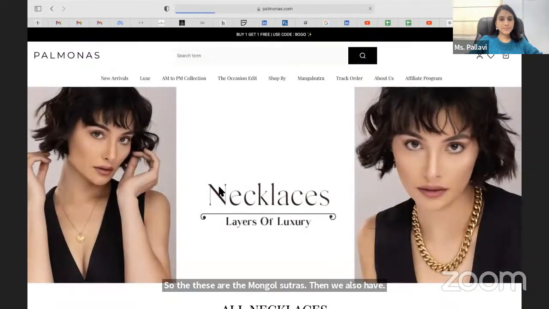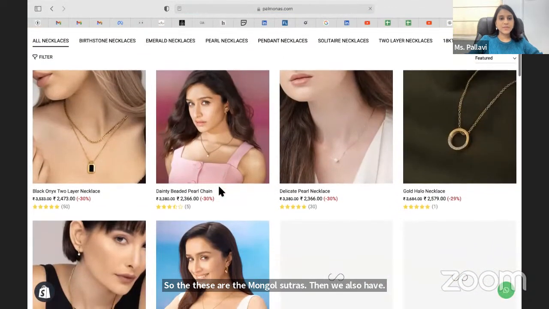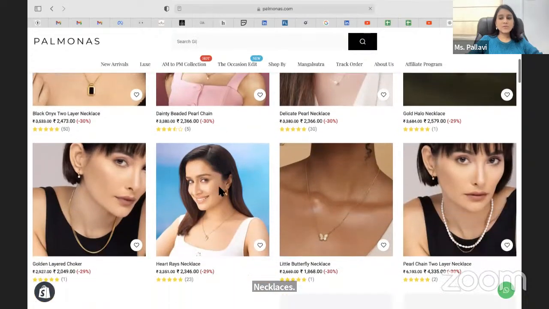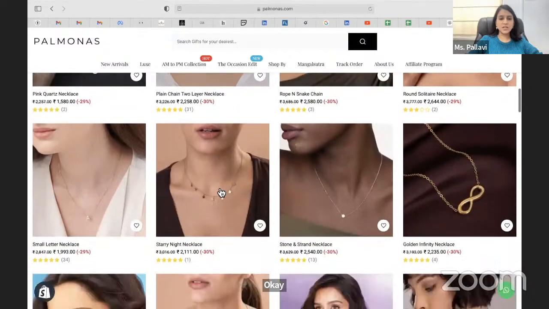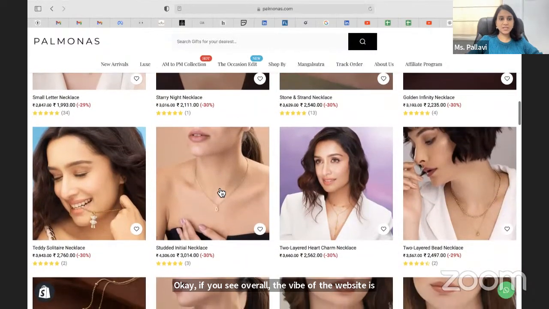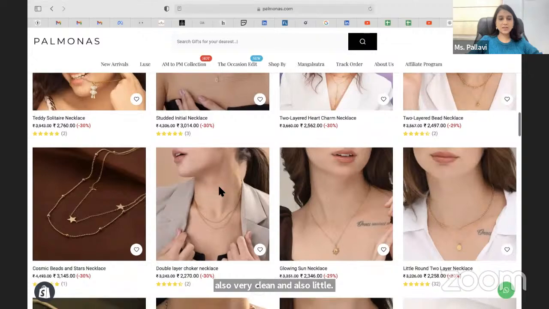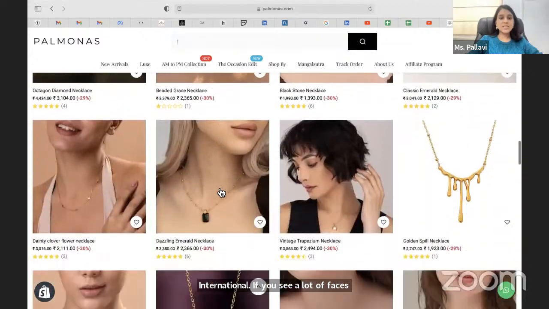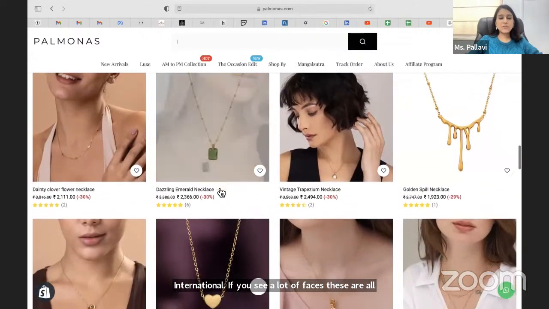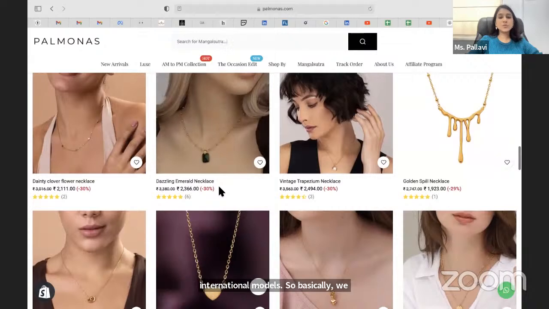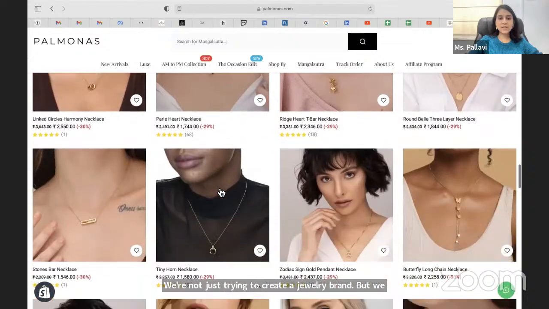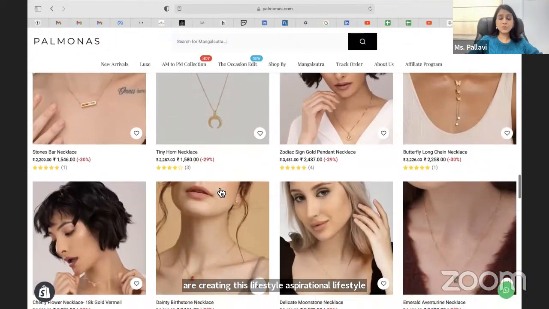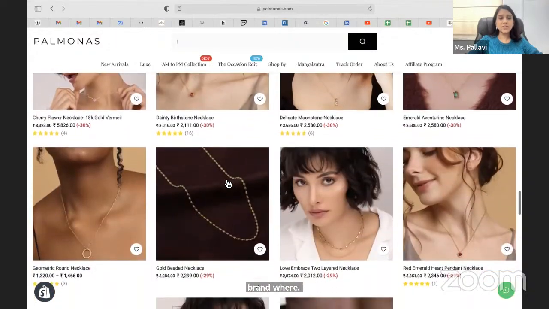necklaces. If you see overall, the vibe of the website is also very clean and chic, and also a little international. If you see a lot of faces, these are all international models. So basically, we are not just trying to create a jewelry brand, but we are creating this aspirational lifestyle brand where people would want to be a part of this clan.